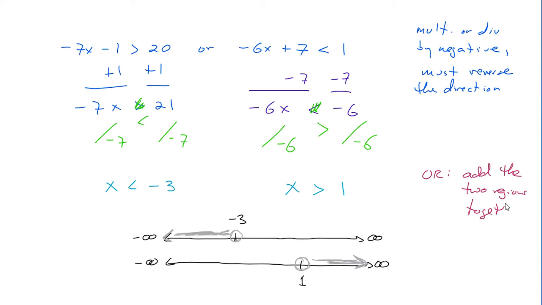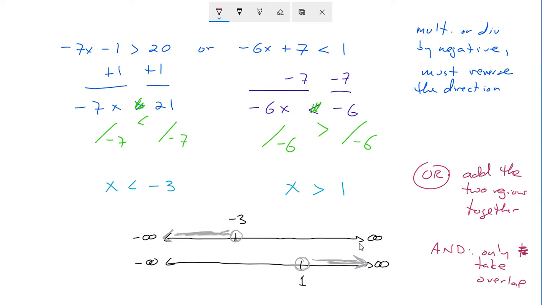Now, if this was an AND, for AND, you only look for the overlap. You only take the overlap. Okay, in this case, we have an OR situation. So I can take both regions.